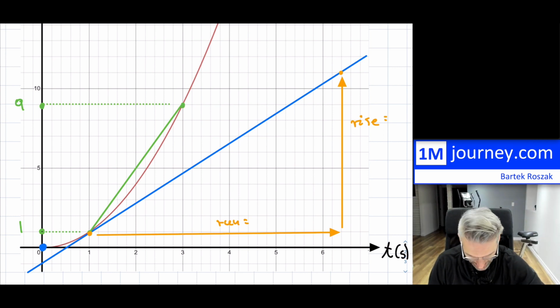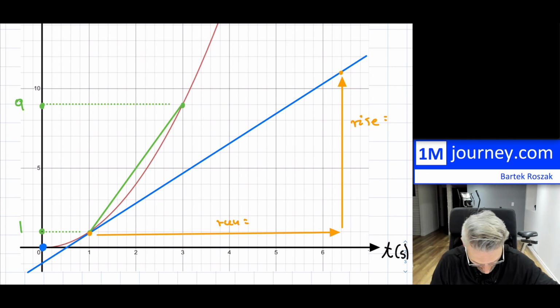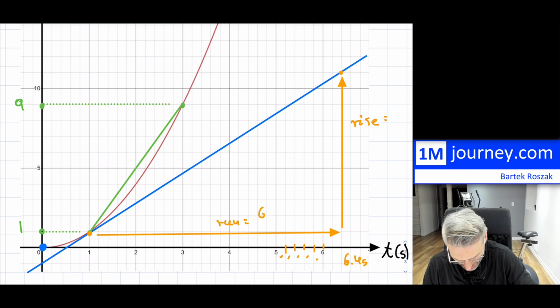So it's still west right there. Let's see what it is. From 1 all the way up to 6, and let's see, what is this divided into? 1, 2, 3, 4, and 5. So we have 5. That means those divisions look like 5.2 over here, 5.4, 5.6, 5.8, 6. So this is 6.2, 6.4. So this is going to be the 6.4 seconds over here. And that means my run, notice, is 6.4 minus the 1 second, which is 5.4 seconds.